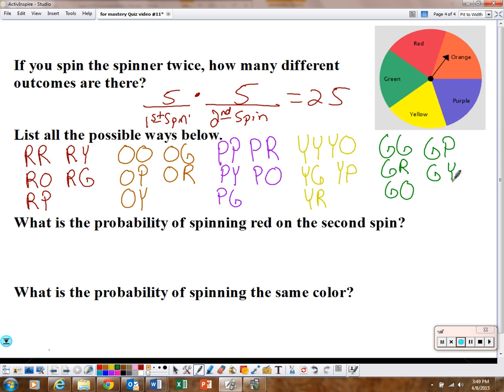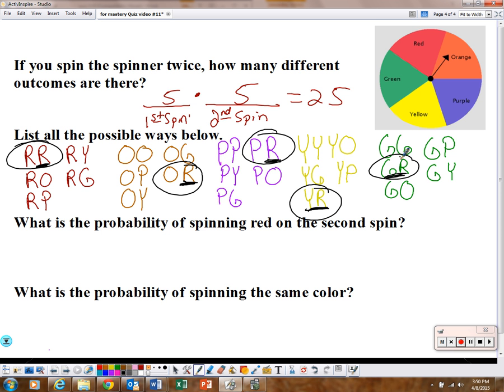Okay, that was easy. What is the probability of spinning red on the second spin? All right, well, I'm going to circle those. Red on the second spin. So here's red on the second spin. Here's red on the second spin. And here is red on the second spin. So that would be 1, 2, 3, 4, 5. 5 out of 25, or 1/5.